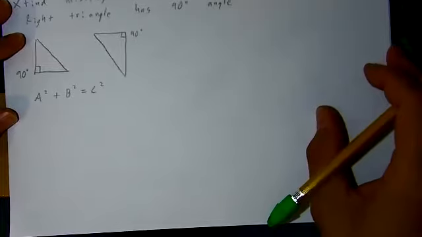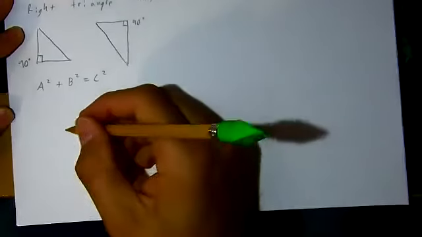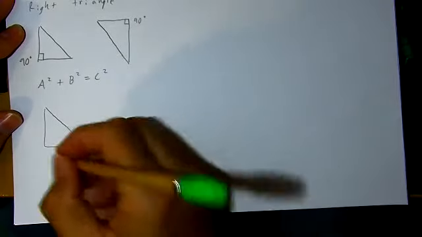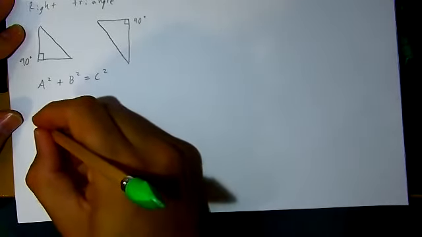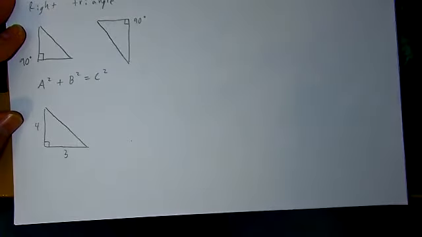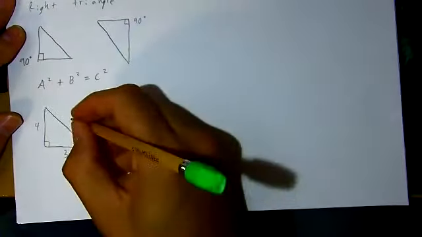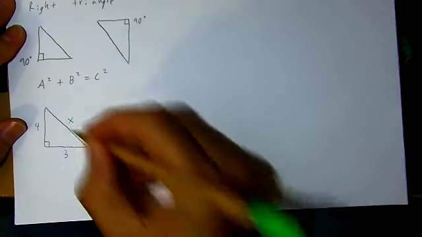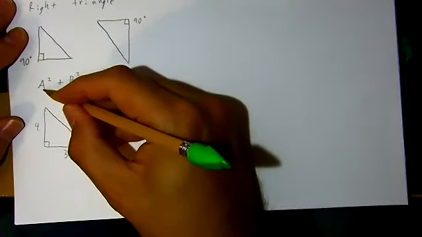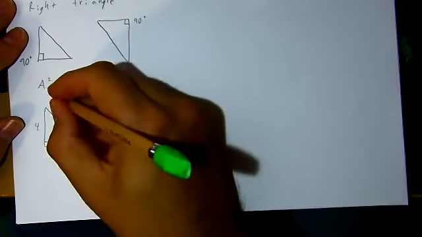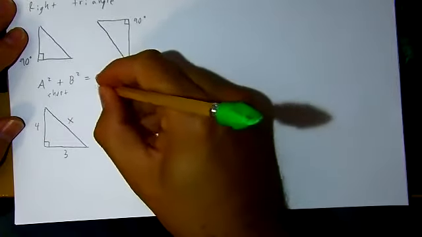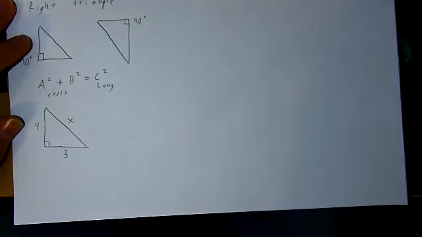So, the first type of problem you might have is if you have a problem that has the two short sides. For example, 3 and 4. And they want to know how long this side is. So, how do you know which letters to use? Well, the A and the B are always the short sides. The C is always the long side.